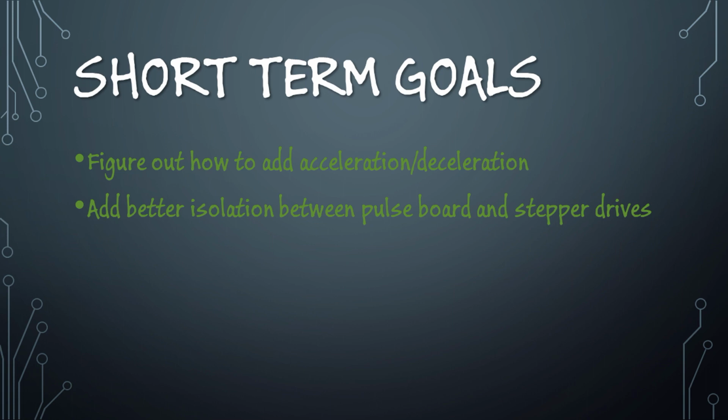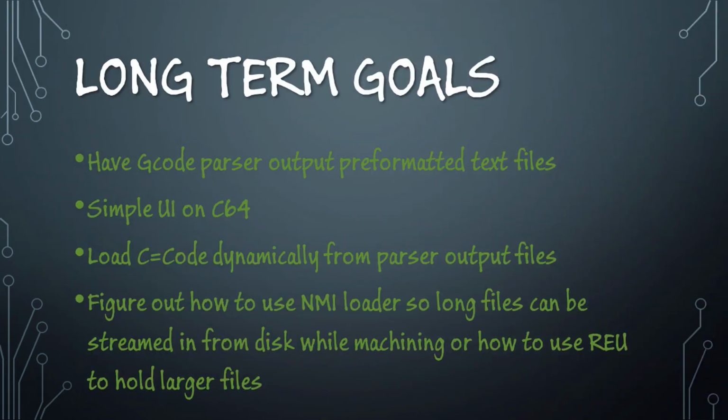For short-term goals, I really need to figure out how to add in the acceleration and deceleration as well as an actual velocity setting, and to add some better isolation between the pulse board and the stepper drives. The long-term goals haven't changed from the last update. We still need to improve the G-code parser, have a simple user interface on the C64, be able to dynamically load Commodore code files, and maybe do that even while it's running.